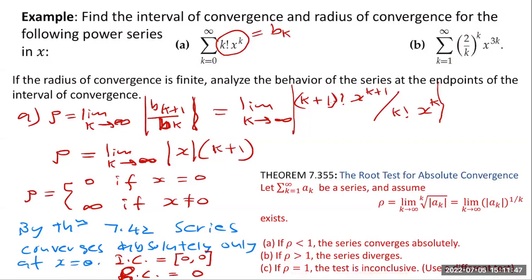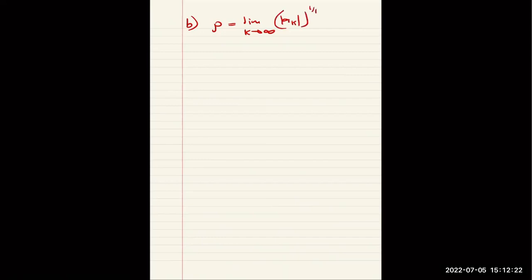Let's apply this theorem, okay? Let me add a page there. So first of all, I need to find this limit. I need to find the limit as k approaches infinity of the absolute value of ak to the power 1 over k. Okay, let me find that. That is my rho. Part B, rho is going to be the limit as k approaches infinity of the absolute value of ak to the power 1 over k.